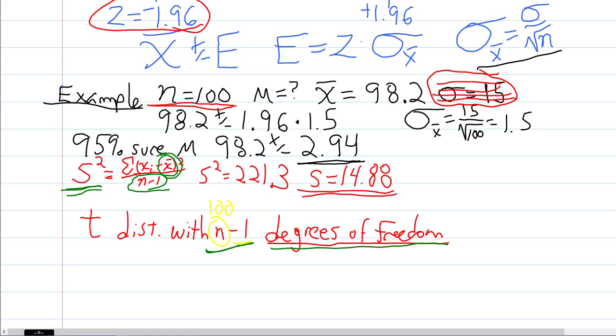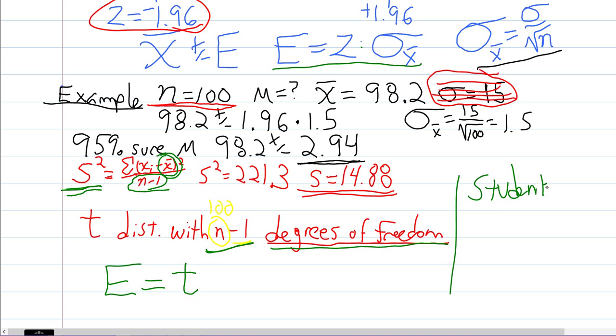Okay, still, what does this mean, you're asking me? What this means is when we go to calculate our confidence interval, we're going to have to calculate it this way. Instead of our margin of error being z times a standard error, our margin of error is going to be equal to a t, which is related. The t-distribution is sometimes called Student's t-distribution, because it was invented by a guy named William Gossett.